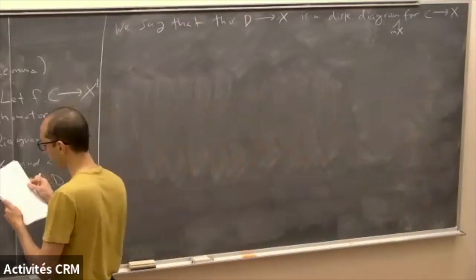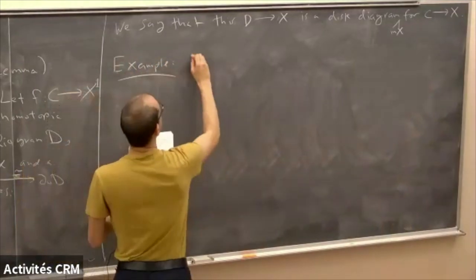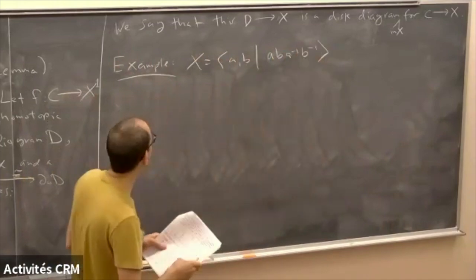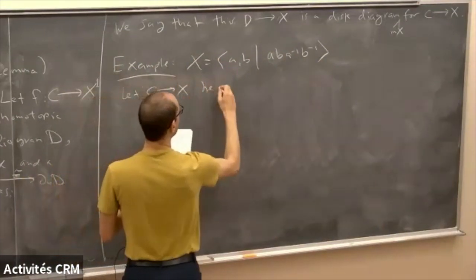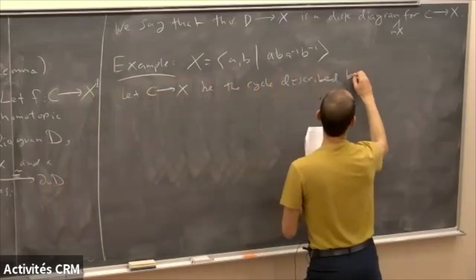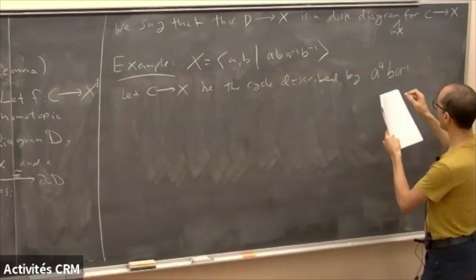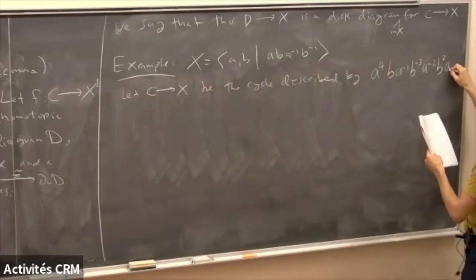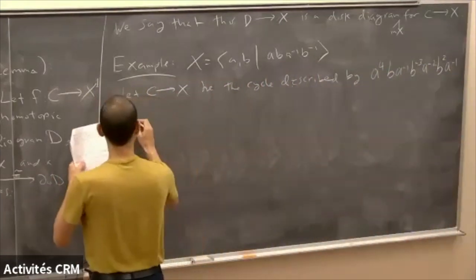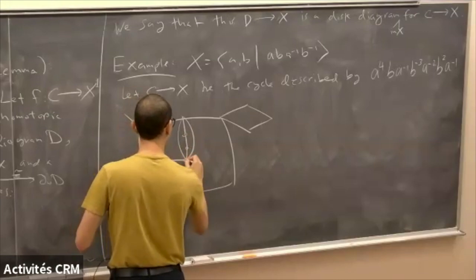The disk diagram in X for F. Okay, so let me give an example. Again, we take our standard torus, and let C to X be the cycle described by the word A to the 4, B, A inverse, B to the -3, A to the -2, B squared, A to the -1. So here's this diagram for this word, choosing a bad one on purpose.